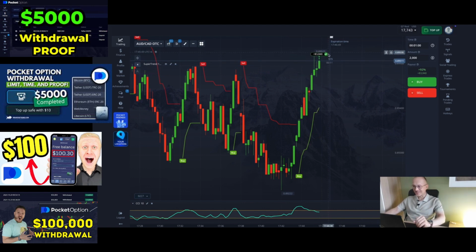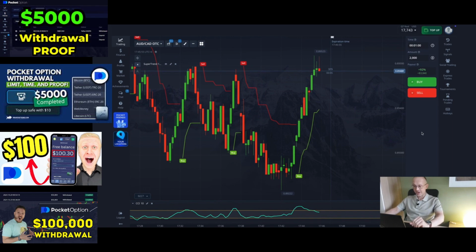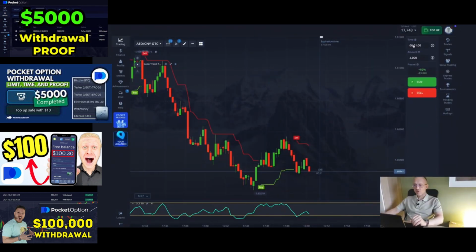Excellent performance. There is another $1,840 in profit. The balance is growing and trading feels easy and confident. The next moment is not long in coming. With an expiration of 1 minute, I'm opening a short trade for $2,000.